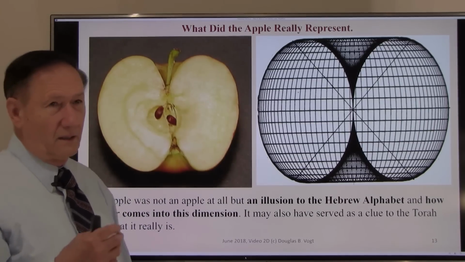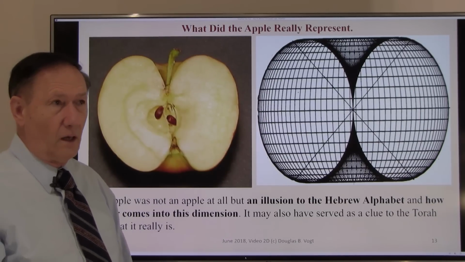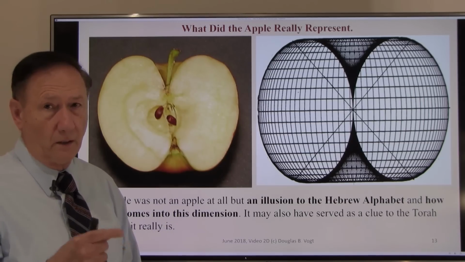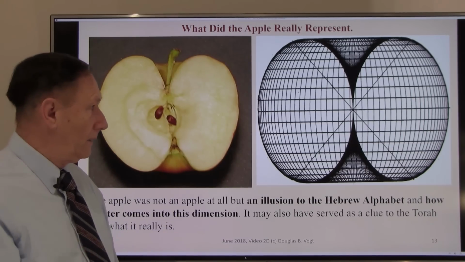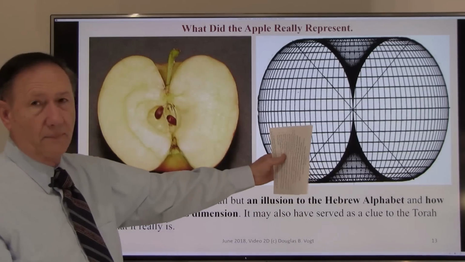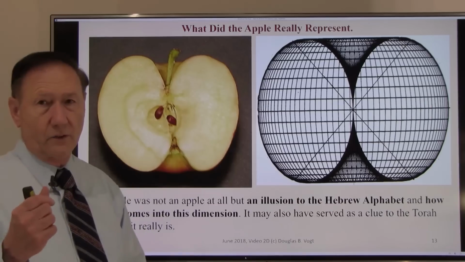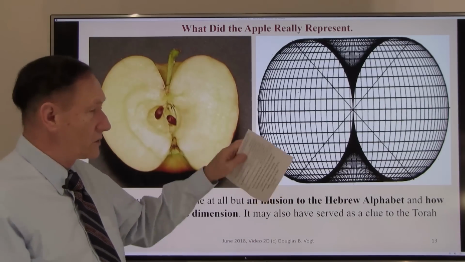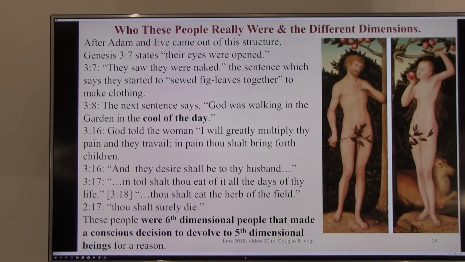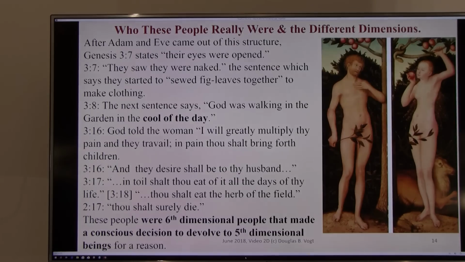So the snake wasn't the snake, it was the rod, which we are introduced to later twice. The tree was not a tree, it was a room that they went into, and they did something with the rod. And then finally, the apple wasn't the apple, it was this. It was an analogy telling you something about the Hebrew alphabet, and this is how matter comes into this dimension. If you go to video series 1 on the physics stuff, you'll see it plainly. Who are the people and the different dimensions? I defined already the dimensions, so I will go into it later.